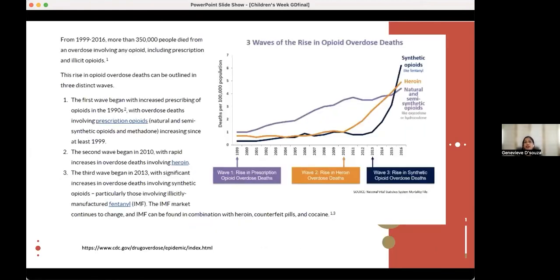And there were 3 waves of the rise in the opioid epidemic, and this is from the CDC. The first wave began with increased prescribing of opioids in the 1990s, involving prescription opioids. The second wave began in 2010, with a rapid increase in overdose deaths involving heroin. And the third wave began in 2013 with illicitly manufactured fentanyl. So we've gone through 3 waves of opioids. And what is our role?